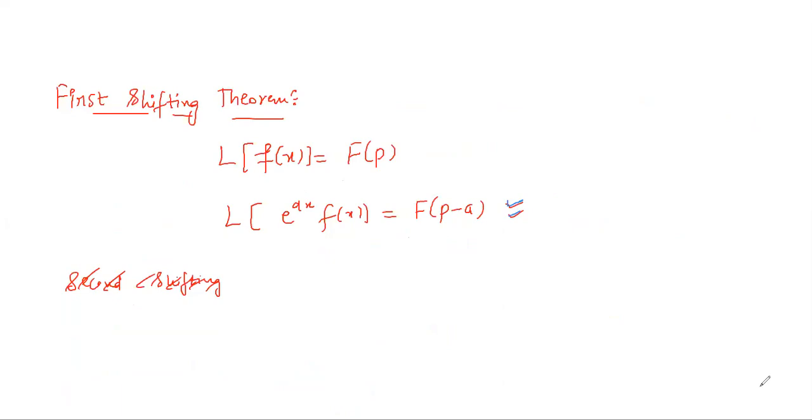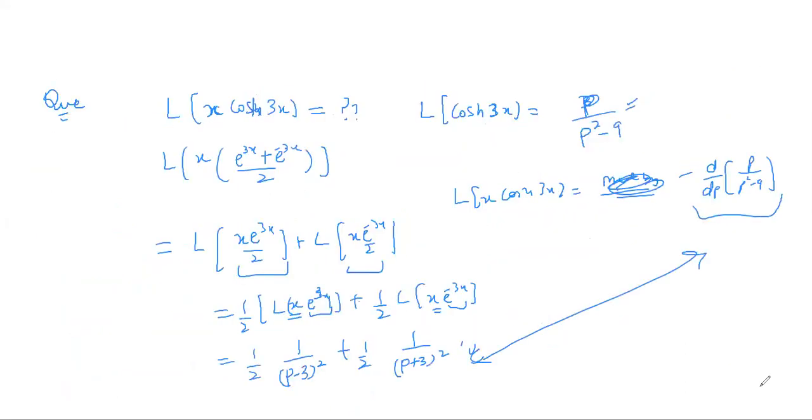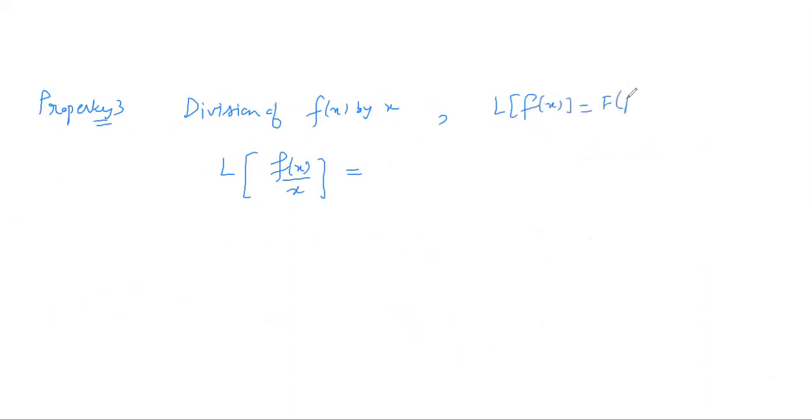Okay, now I'm going to move ahead with property number 3. So in property 1 we multiplied with an exponential, in property 2 we multiplied with x. So in property number 3 we are going to divide by x. So this is division of f x by x. L of f x by x is equal to, so we already know the standard thing given to us, that we know the Laplace transform of small f, that is capital F p. So what is the Laplace transform of f x by x? Any guesses for what it is going to be?